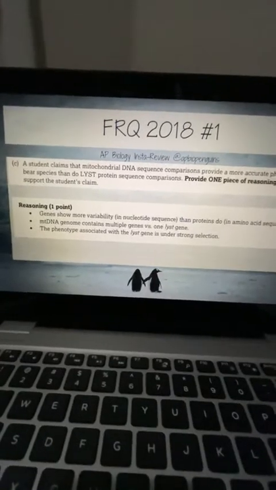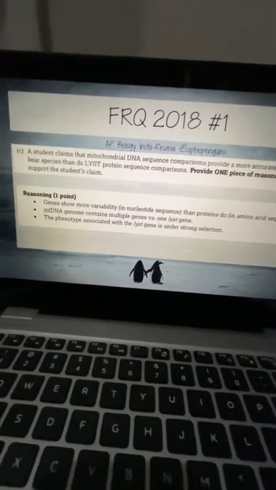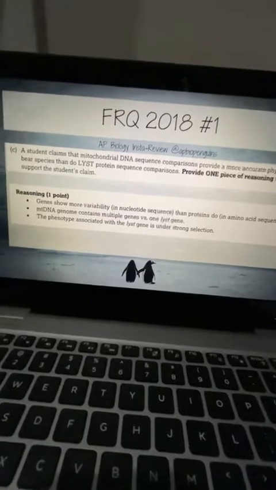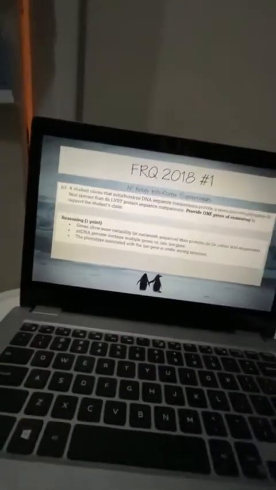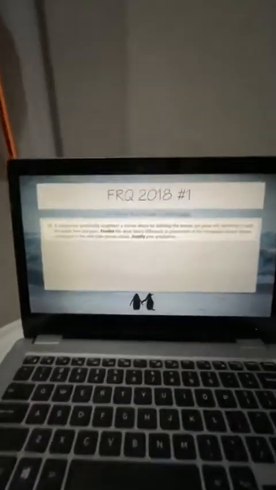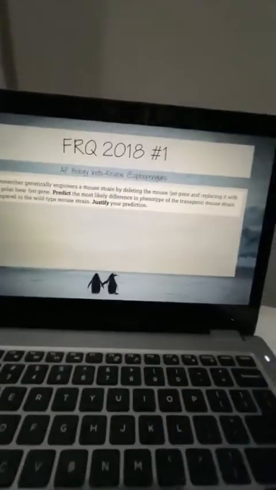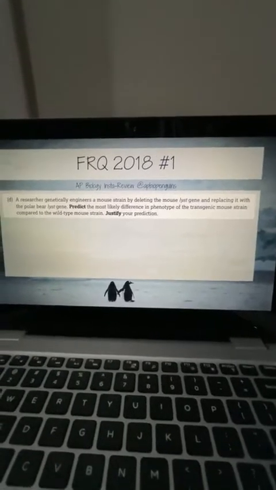Another thing is that if you're looking at the DNA, you're seeing multiple genes versus when you look at the protein, you're looking at a single gene. So that's another advantage that we see. Okay. And then the last part it had on there was, phenotype associated with the list gene is under strong selection. That's more or less talking about natural selection and that the gene is selected for in a certain trait.